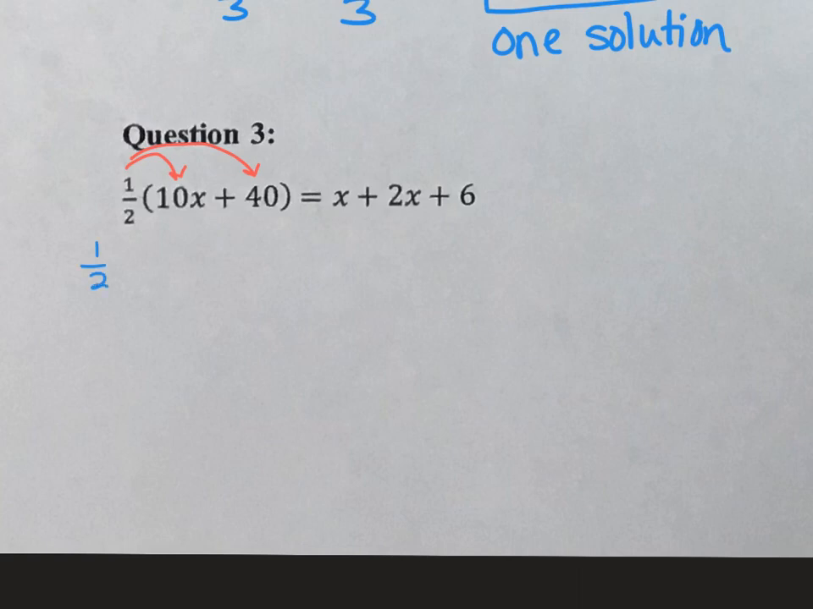I've got 1/2 times 10x plus 1/2 times 40 equals, okay, now on my right side, I can combine these two like terms. I'm left with, I have 1x plus 2x, that's 3x plus 6. Okay, now I'm going to go back to this left side and simplify this.